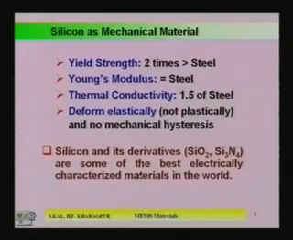So, silicon and its derivatives, particularly silicon dioxide and silicon nitride, are some of the best electrically characterized materials in the world. So, in different MEMS structures, we take help of these derivatives of silicon, that is silicon nitride and silicon dioxide, and their properties and characteristics are well known to us. That is one of the advantages in case of silicon.